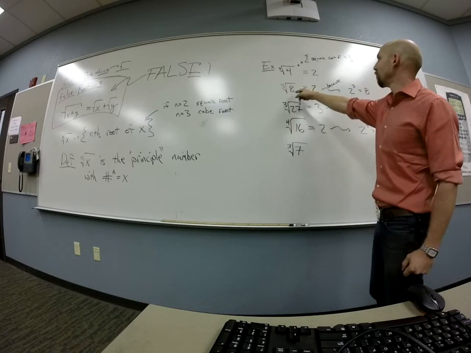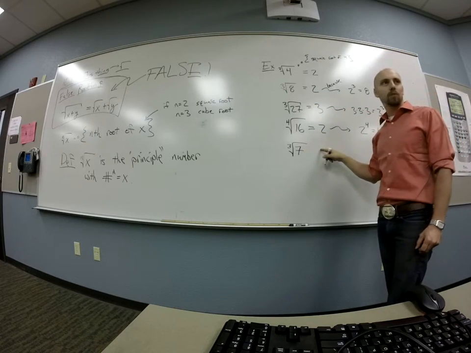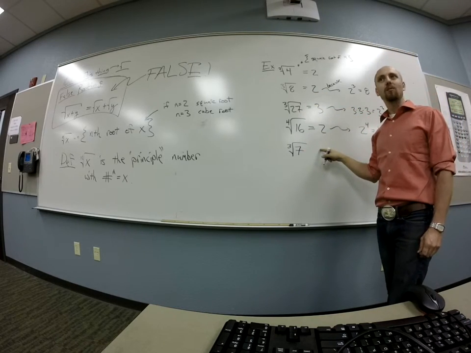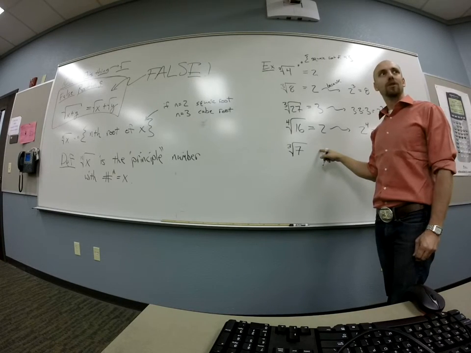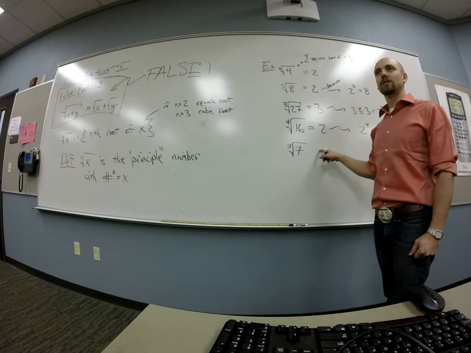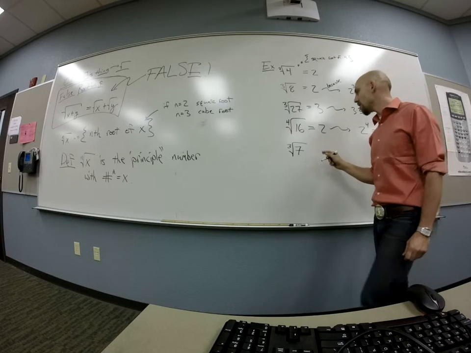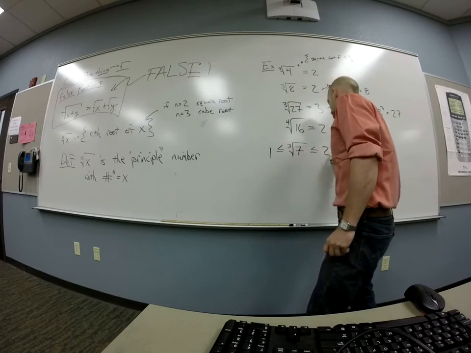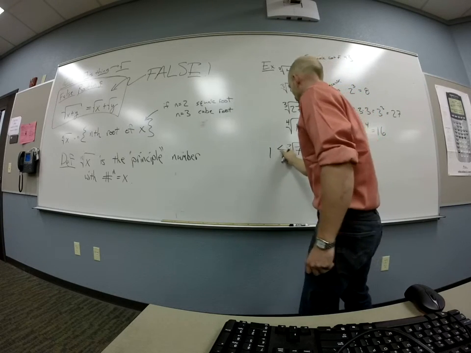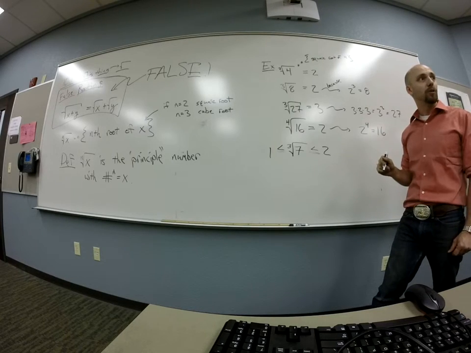Let's see. The cube root of 8 is 2. The cube root of 7 is smaller. Is it 1? Why not? Because 1 times 1 times 1 is 1, which is smaller than 7. Okay, so I know it's not 2 and it's not 1, so I know it's between 1 and 2. Can I do any better?